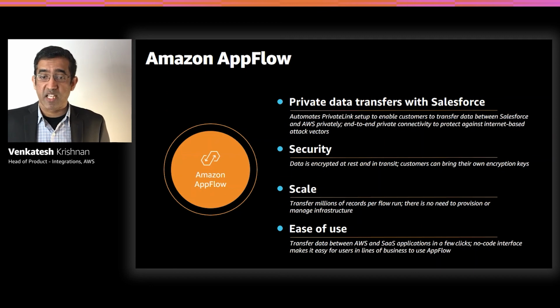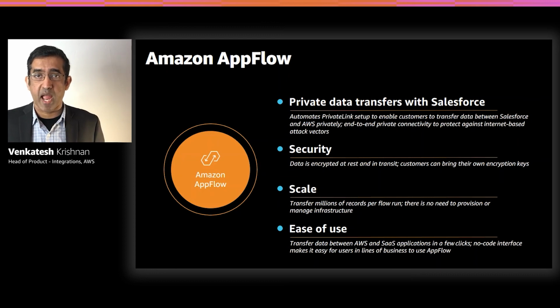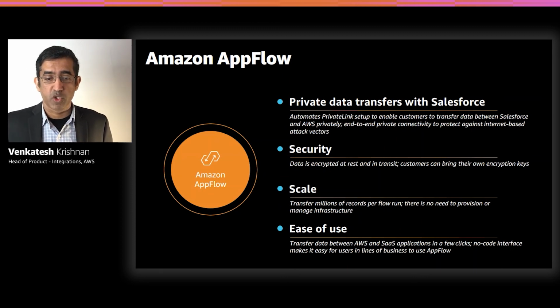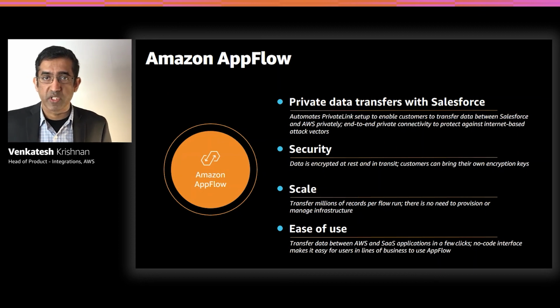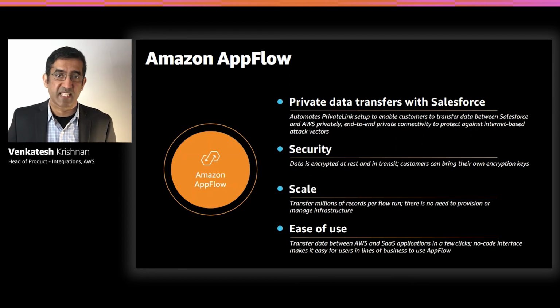Your data is always encrypted at rest and in transit, and you have the option of bringing your own encryption key. So AppFlow ensures that your data is securely transferred. You can transfer millions of records per flow run, and there's no need for you to manage or provision the infrastructure on your own. And it's an easy to use service. It's a no-code tool that anyone can use to build integrations between different SaaS applications and AWS services.